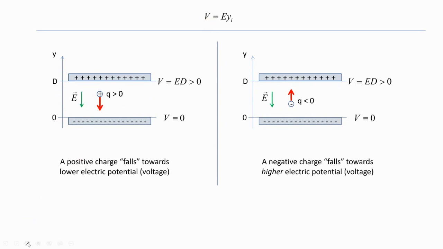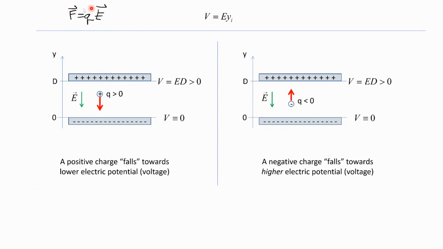I'm going to write something here. So force is QE. You can see that if Q is positive, the force and the electric field point in the same direction, as you can see here. If Q is negative, the force and the electric field point in opposite directions, as you see here. You see that, Julia? Yes, I do. Thank you.